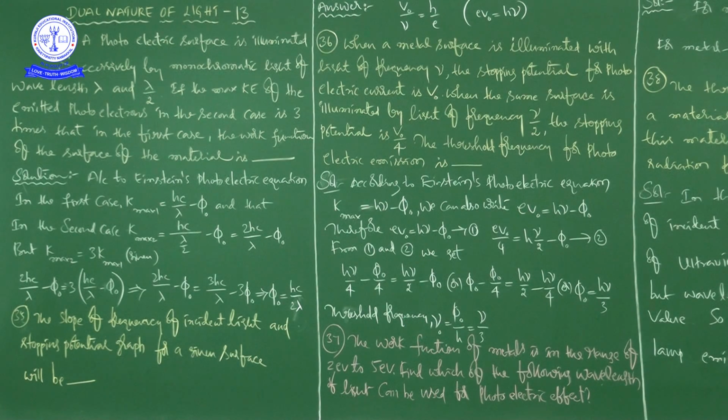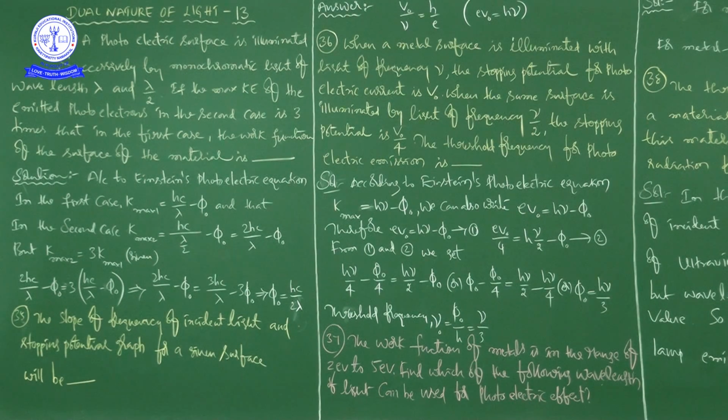Next problem, that is number 37. The work function of metals is in the range of 2 electron volt to 5 electron volt. Find which of the following wavelengths of light can be used for the photoelectric effect.